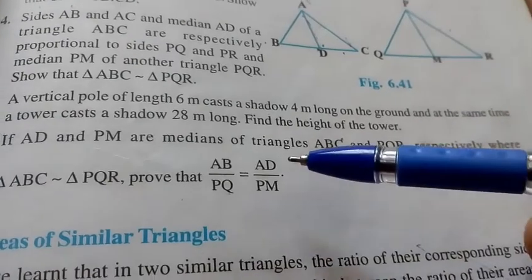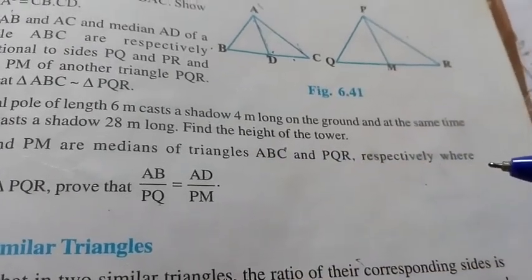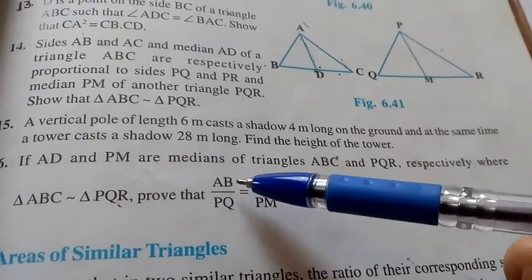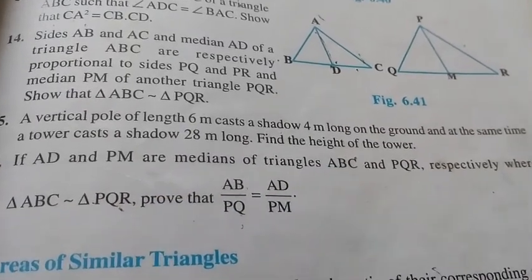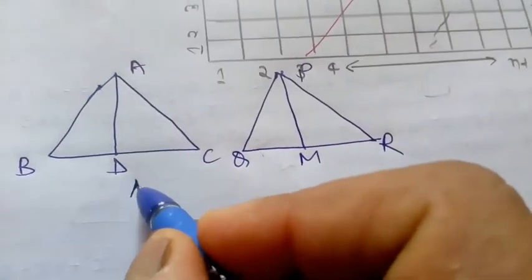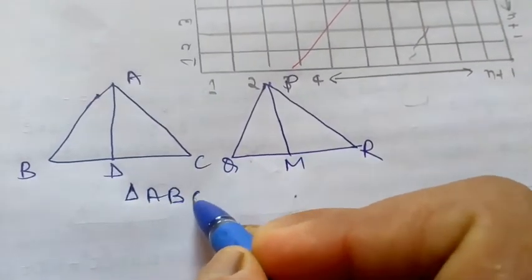Question number 16. AD and PM are the medians of triangles ABC and PQR respectively, where triangle ABC is similar to triangle PQR. Prove that AB upon PQ equals AD upon PM. Triangle ABC is similar to triangle PQR.